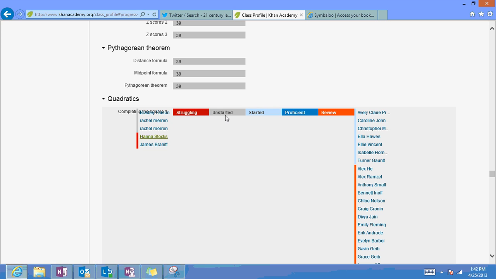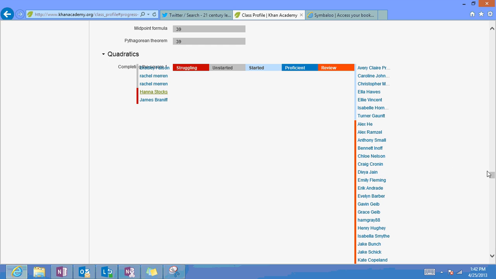The gray is unstarted, so these are the ones that never completed the assignments. These two are obviously me and some dummy accounts I was creating to test this out. The light blue here, normally it's listed right here under started if we're in Firefox, and they're considered started. They didn't ever reach what they call their proficient level.